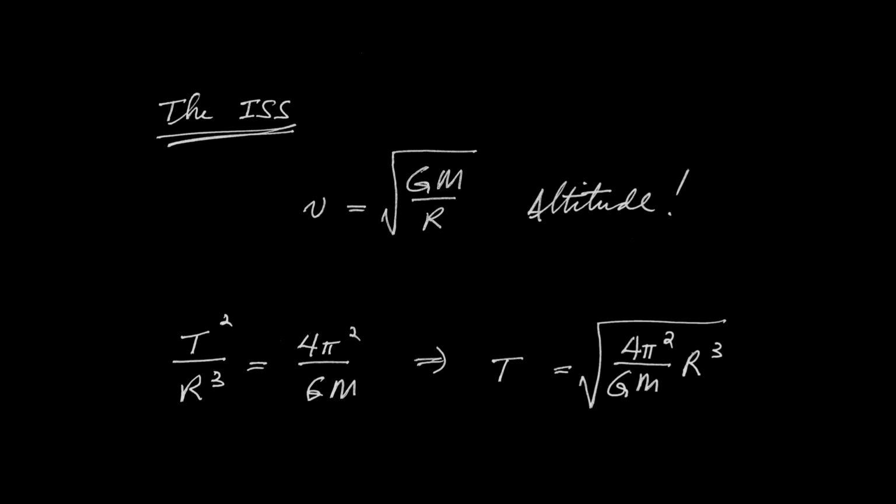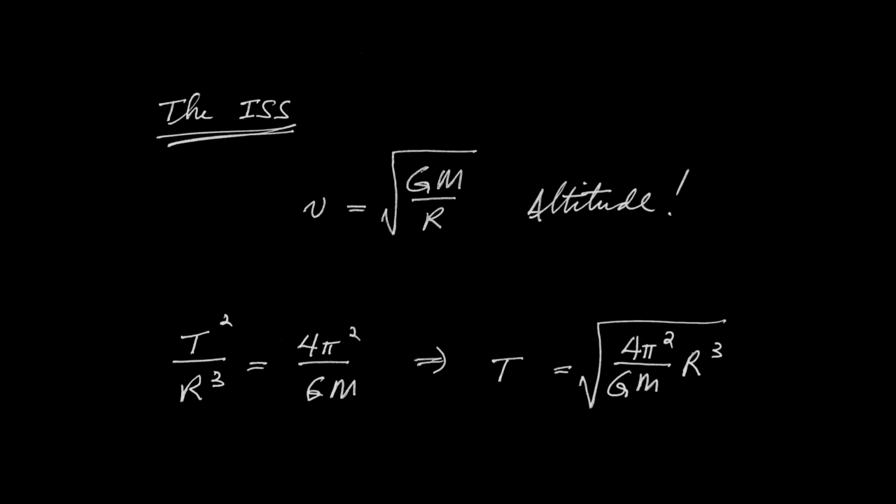The orbital speed is equal to the square root of the universal gravitational constant times the mass of the Earth, because the Earth is being orbited. It doesn't matter what the mass of the space station is. As a matter of fact, the mass of the space station changes as we add bits and pieces to it. Astronauts come and go, and so forth. Divided by the radius of the satellite's orbit.